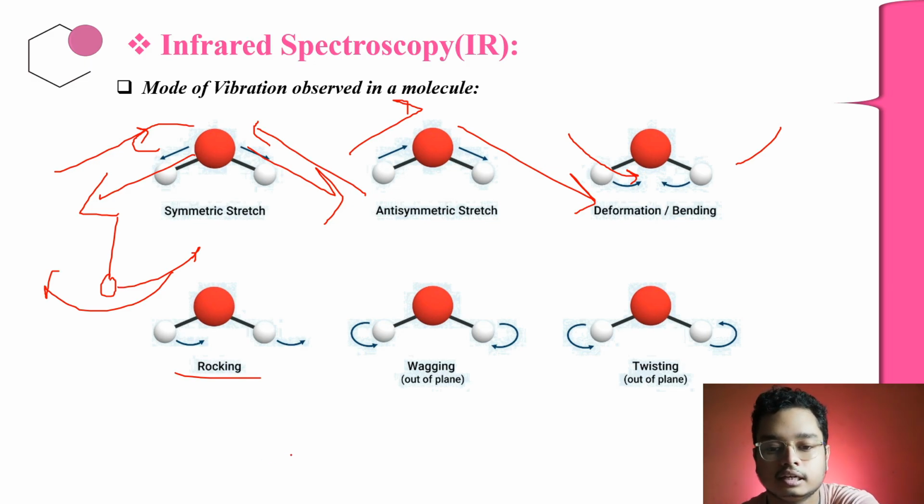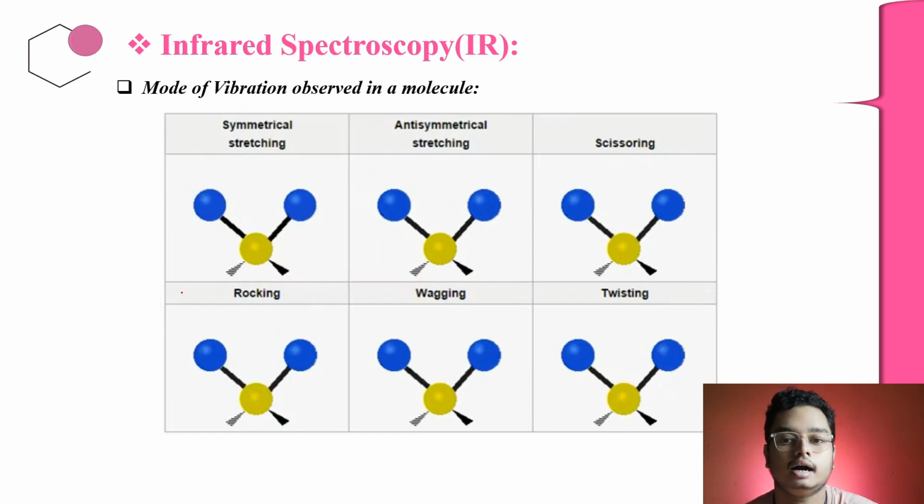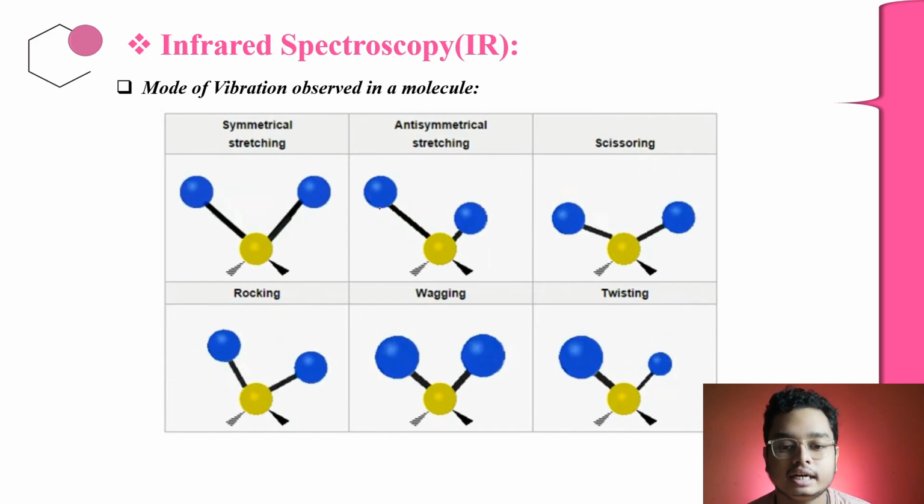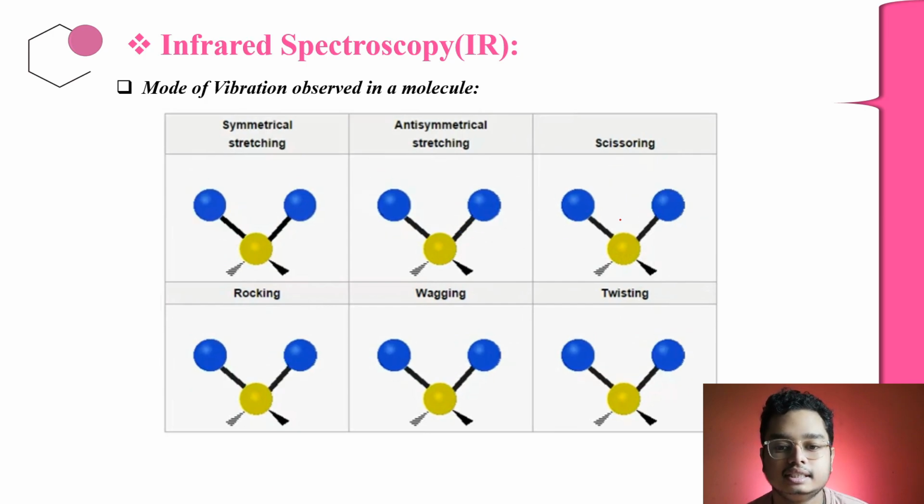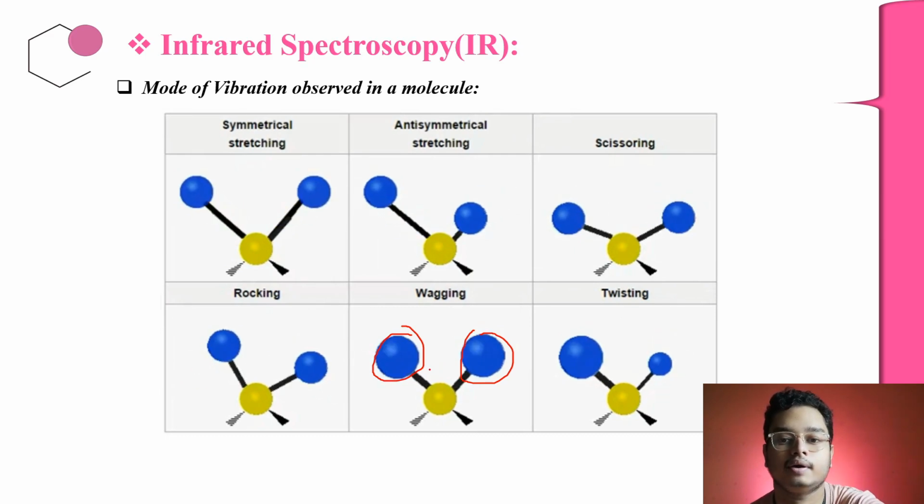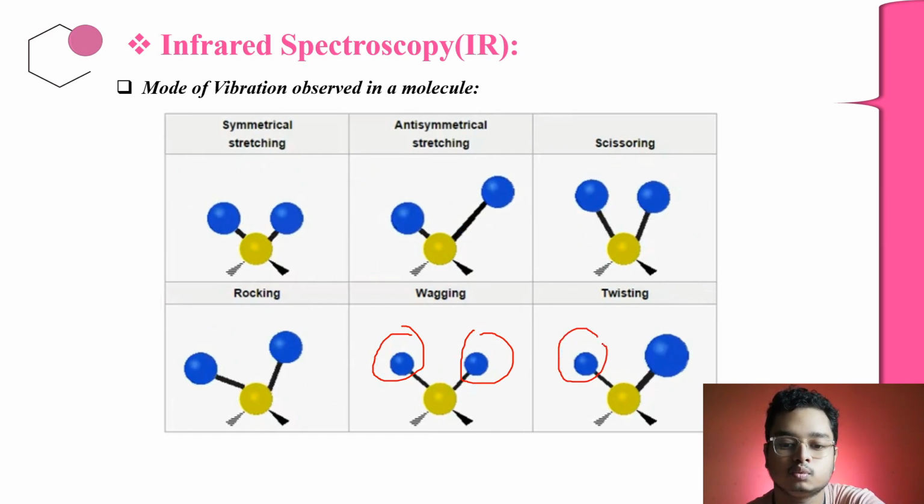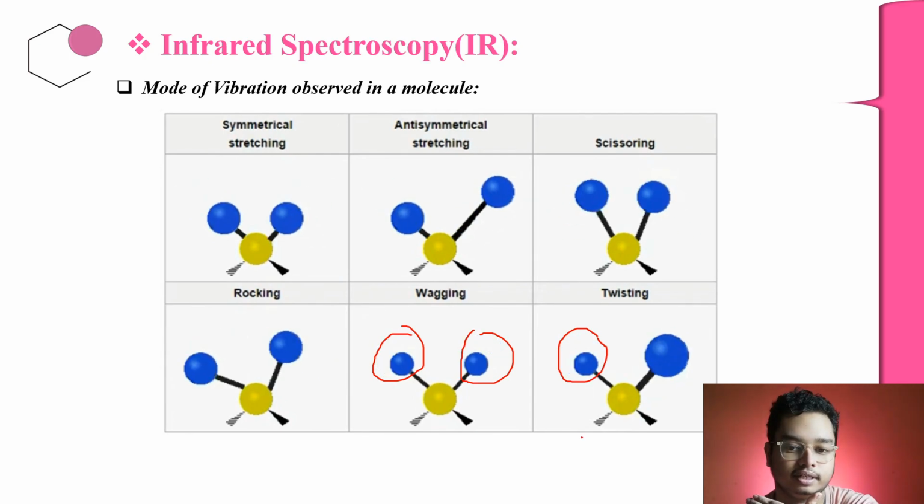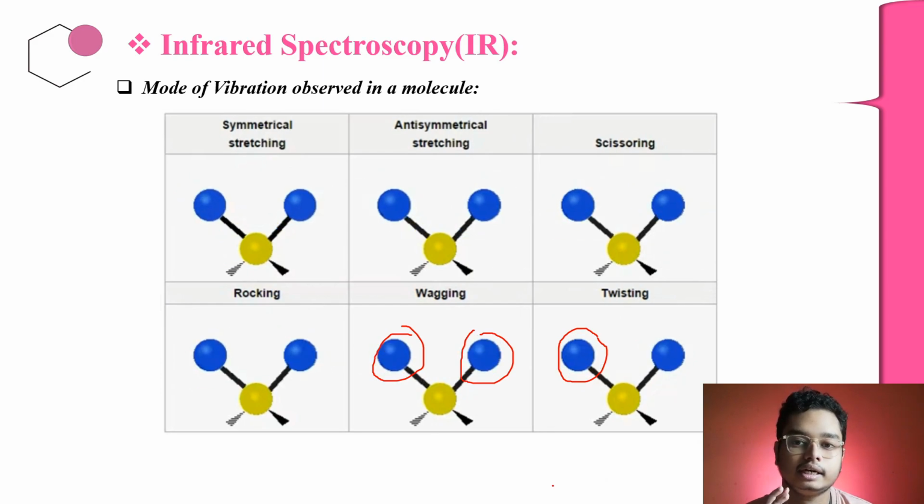Now let us look at this simple animation. Here you can see symmetric stretching, where both are elongated and both are squeezed. In asymmetric stretching, one is elongated and at the same time the other is squeezed. Then scissoring, as I already discussed, rocking, and wagging, where both come near the observer and then go away. In twisting, in the same time frame, one is away from the observer and one is near. I hope this animation makes the modes of vibration crystal clear for you.